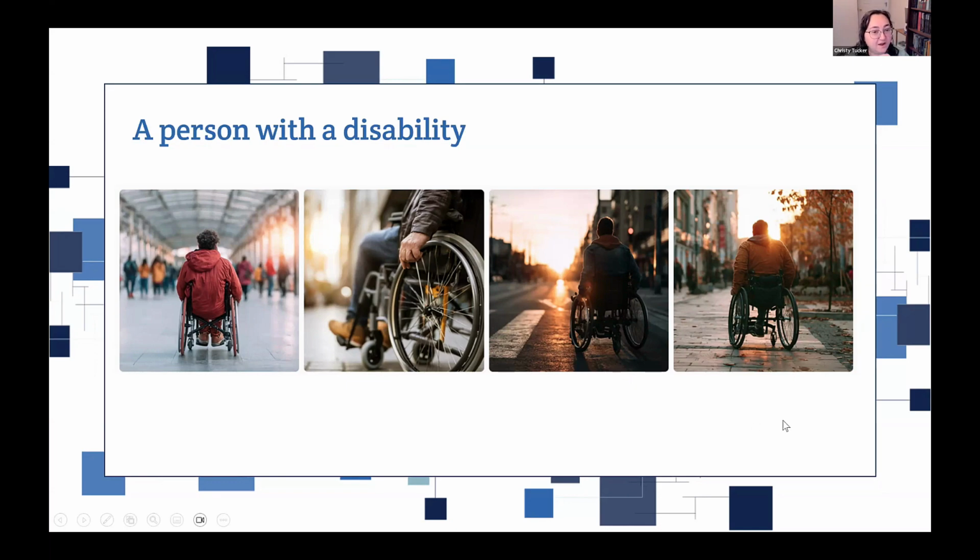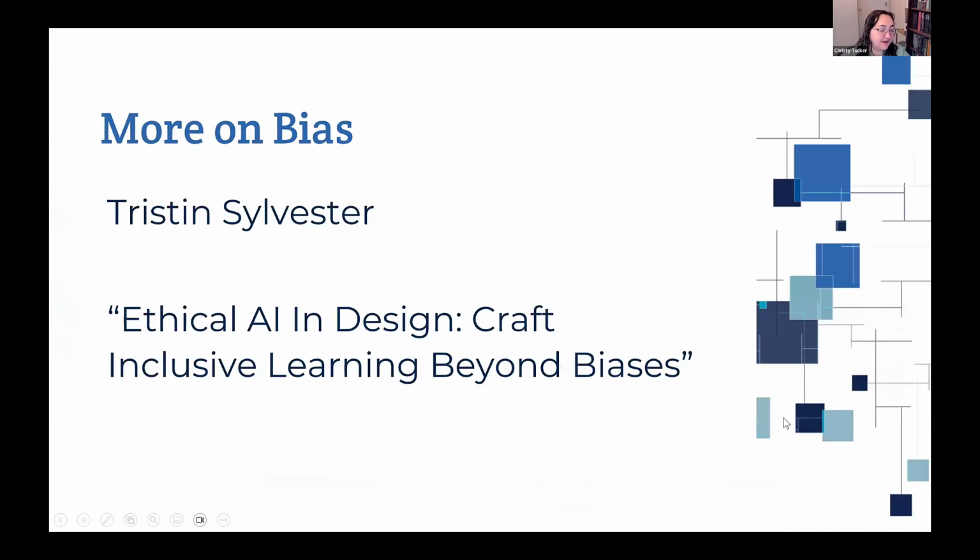But I have a whole section on representing disabilities that we're gonna talk about. Tristan Sylvester did a webinar for Training Mag Network a little over a year ago called Ethical AI in Design. And she talked about a bunch of research about the bias in AI, and in particular on images. She had some great stuff.